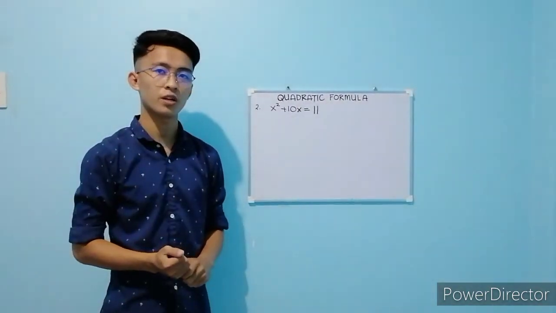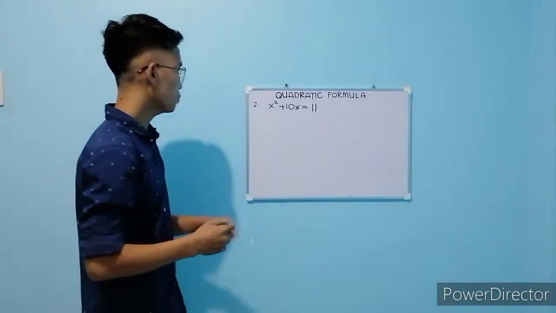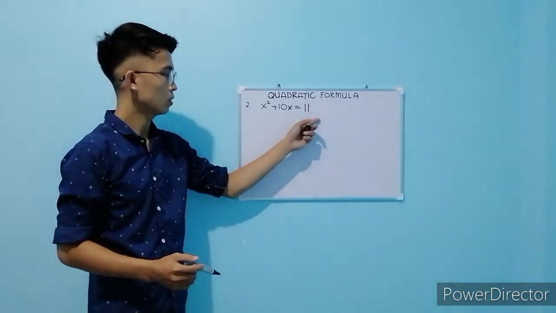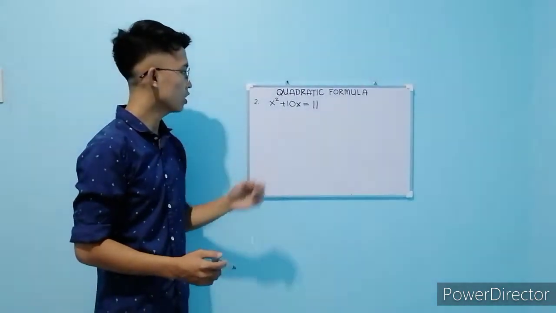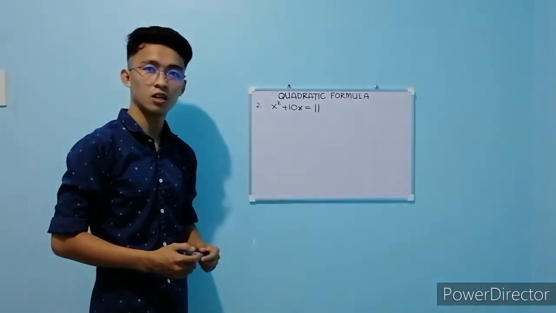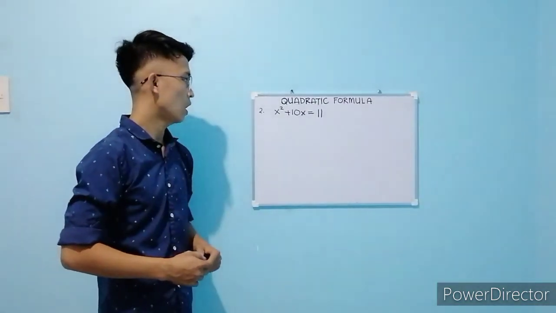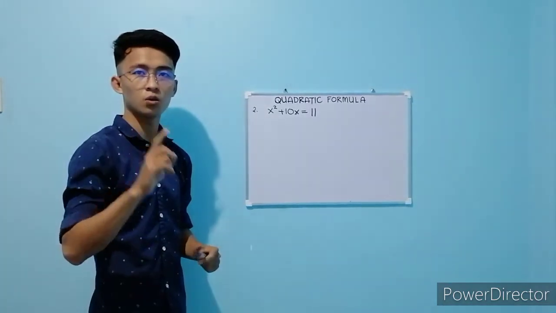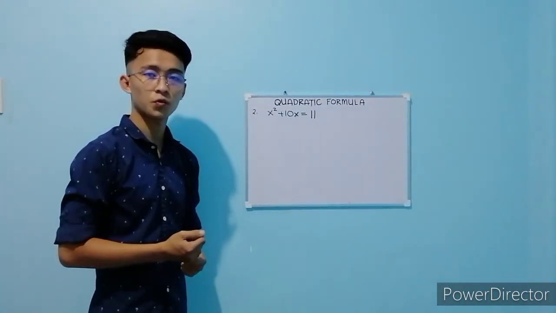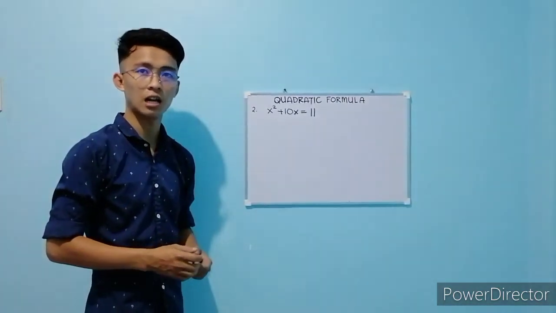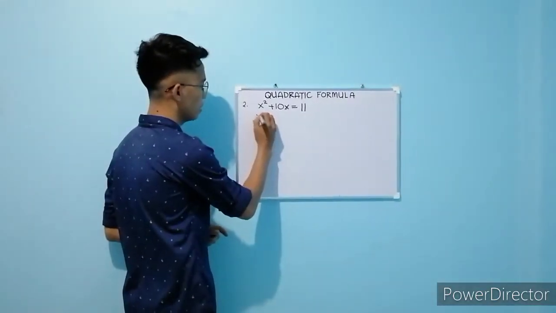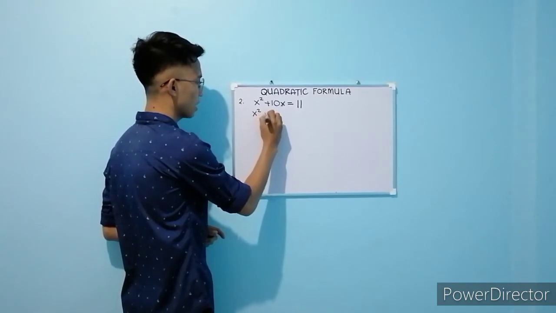Let us now proceed with the second example. Suppose we have x squared plus 10x equals 11. Observe it. As you can see, this is not in the standard or general equation. How can we solve using the quadratic formula? The first thing that we need to do is to transform it into its general form or equation. So transforming it, we have x squared plus 10x.